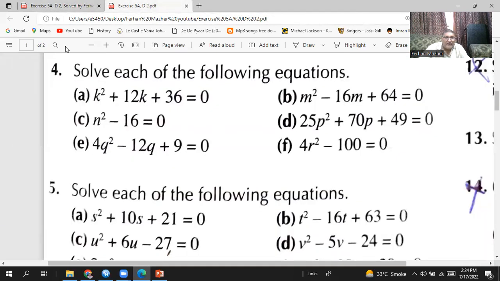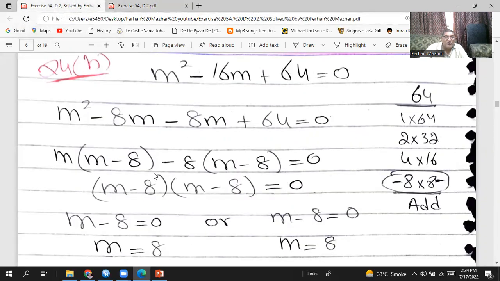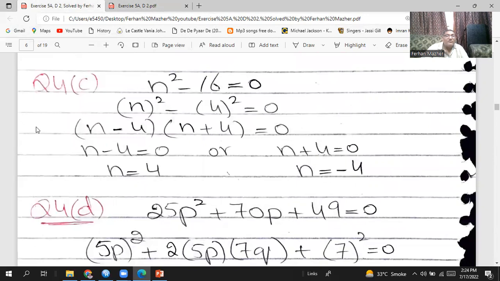Okay, question number 4, and its C part, it is n square minus 16 equals 0. You see they are perfect squares. So one is n square, the other one is 4 square. So when you have a negative between two perfect squares, remember a square minus b square can be written as a plus b, a minus b. So I will write it as, in one bracket, n minus 4, in the other bracket, n plus 4 equals 0.